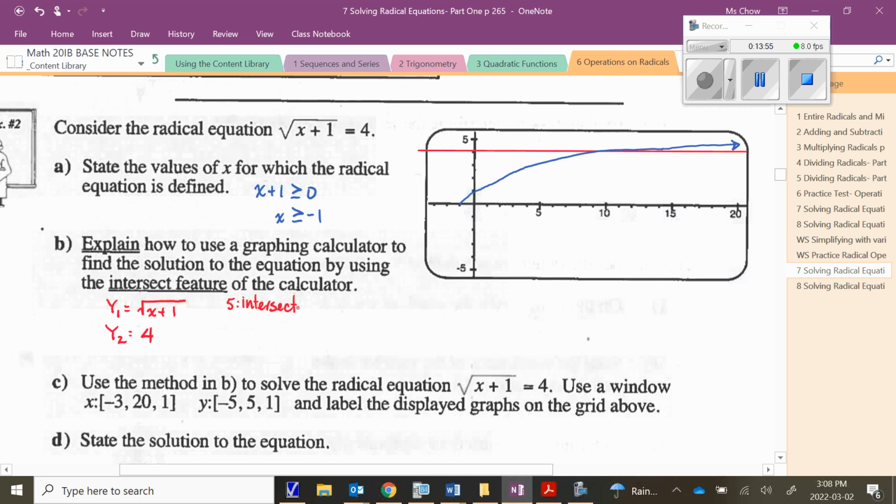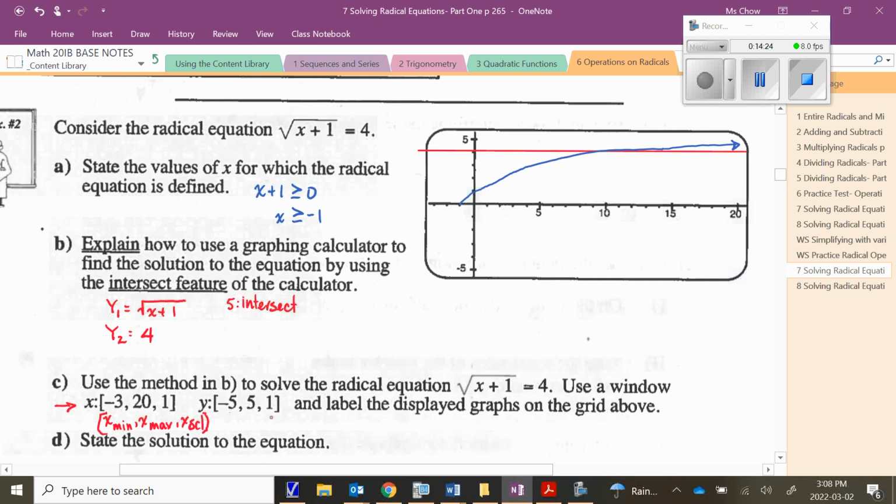Okay, so take a moment and enter that into your calculator, and you can take a look at the window settings that they've suggested as well. Remember that this is your x min, your x max, and your x scale, and then the same thing for the y's as well. That's the minimum y, the maximum y, and the y scale.